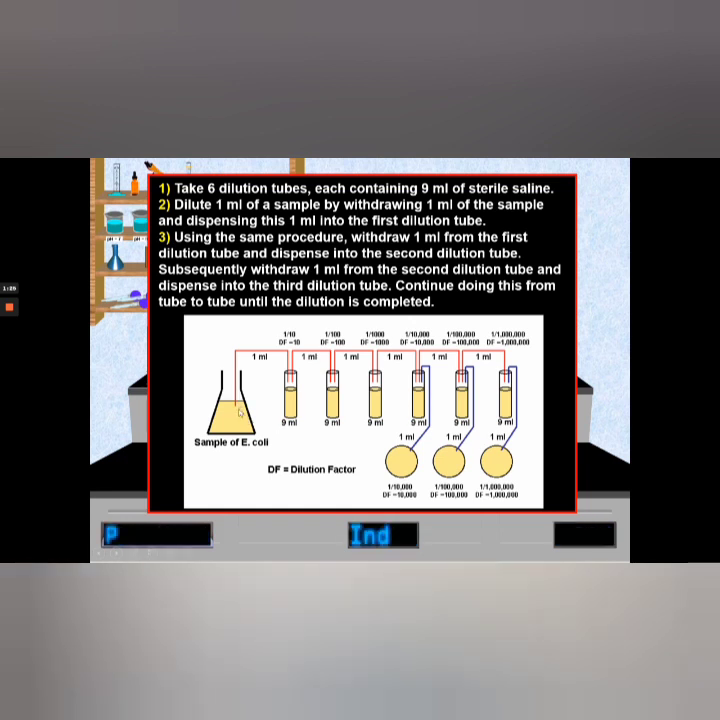So, first we will take out around 1 ml of this sample and dispense it into the first tube. Then this 9 ml will become 10 ml. Therefore, we will continue the same step for the other tubes, like taking about 1 ml from the first dilution tube and transferring it into the second tube. And then taking another 1 ml of this solution, we will transfer it into the third tube. So this will continue until the last tube.